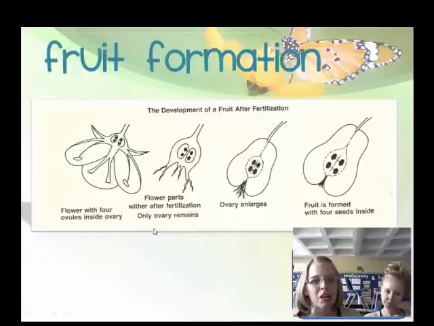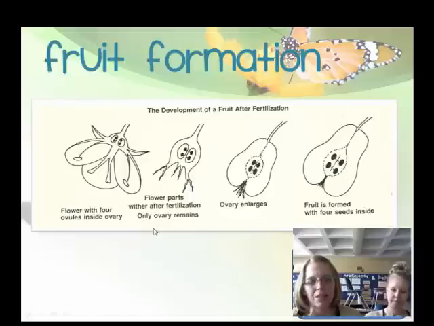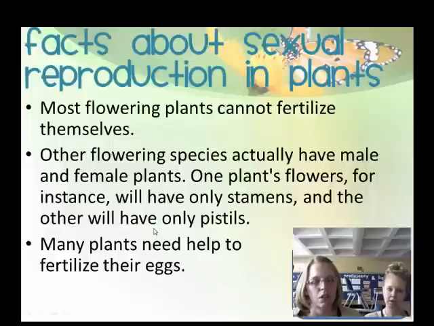Okay, here's some fruit formation. So you can see in the bottom the ovaries in the ovals are fertilized. And then the fruit grows around it from where the flower was. Yep. If you ever picked apples, you might notice that they were once the flower.